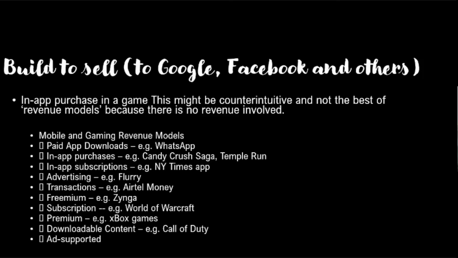We also have different examples for the mobile and gaming revenue models, like paid app downloads for WhatsApp, in-app purchases like Candy Crush Saga or Temple Run, in-app subscriptions like the Times application, advertising like Flurry, transactions like Airtel Money, freemium like Zynga, subscription like World of Warcraft, premium like Xbox games, and downloadable content like Call of Duty, and also ad-supported applications. So that is the topic for today. Thank you so much and have a nice day, and thank you for listening to our discussion.